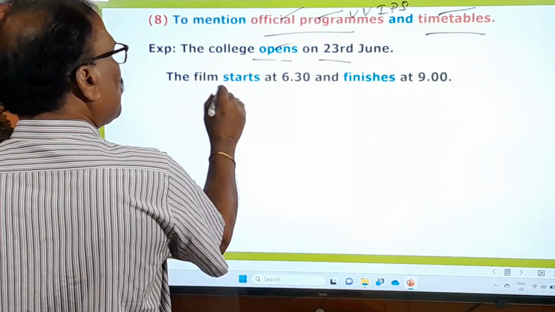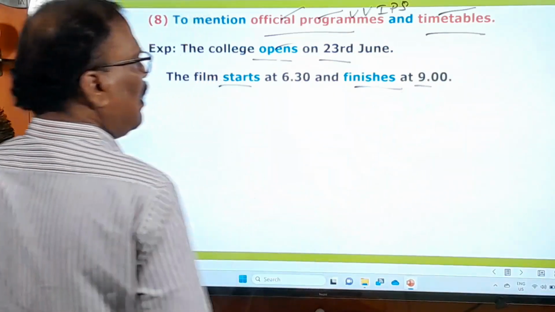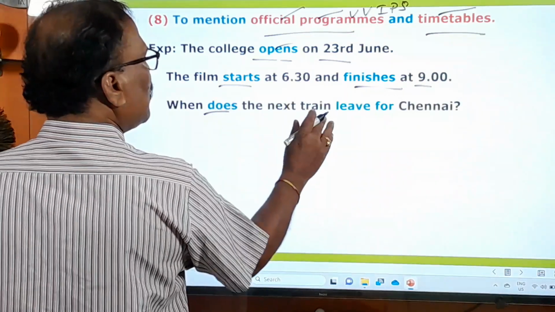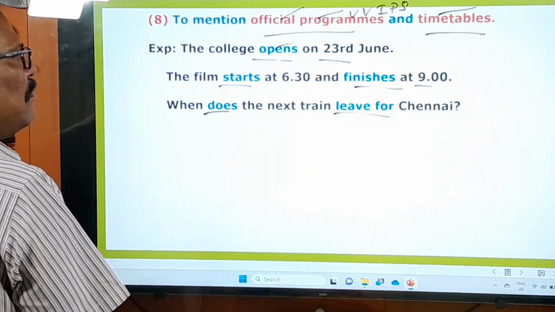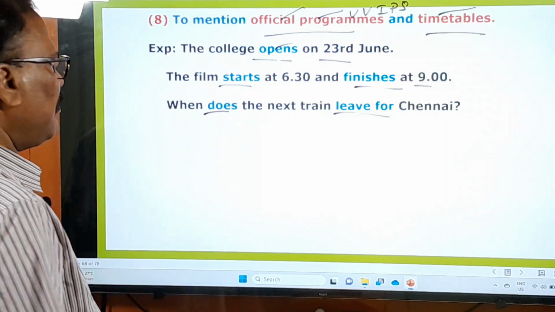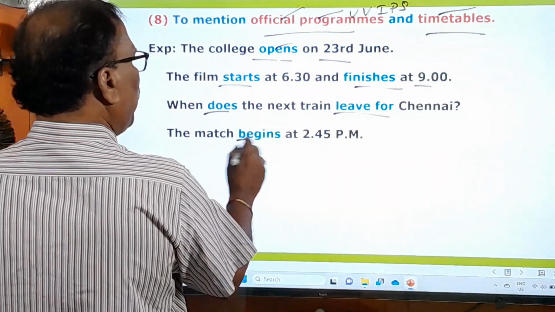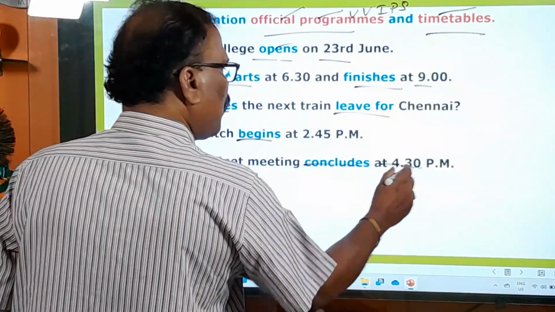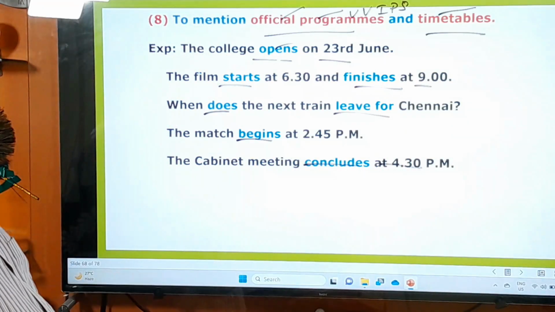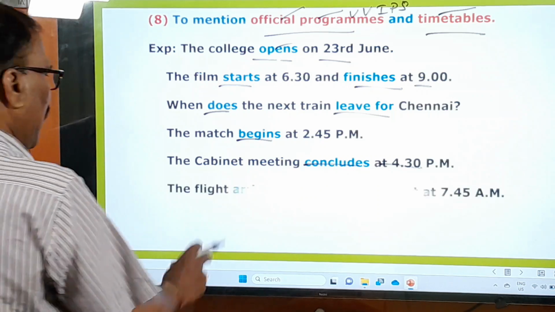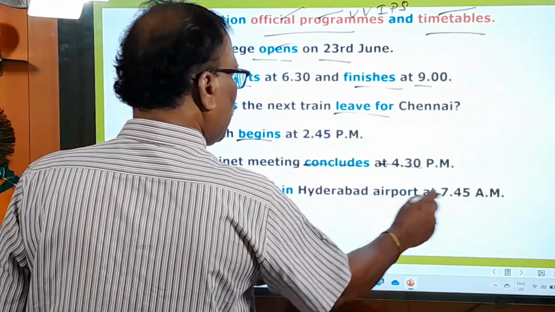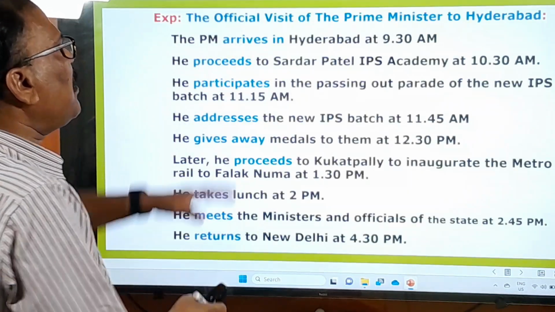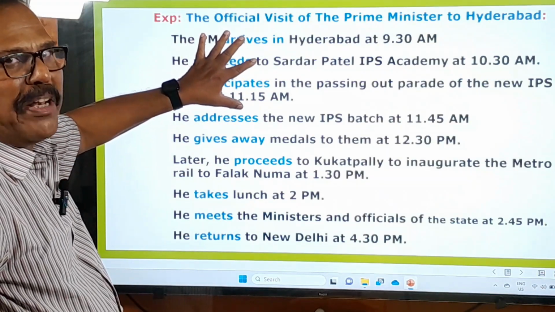The film starts at 6:30 and finishes at 9 o'clock. It's a timetable. When does the next train leave for Chennai? It's a timetable. The match begins at 2:45 p.m. The cabinet meeting concludes at 4:30 p.m. Conclude means it comes to an end, right? The flight arrives at Hyderabad airport at 7:45. And here, this is the official program of some very, very important person.